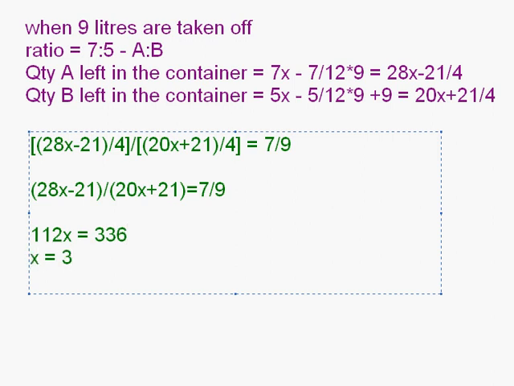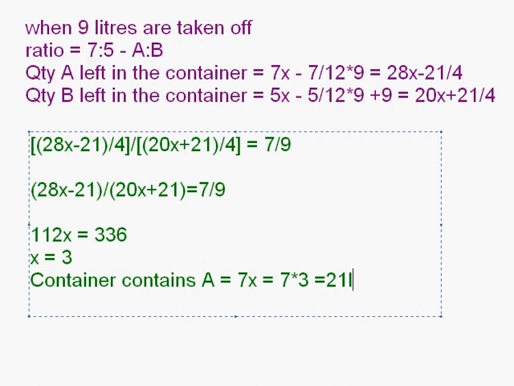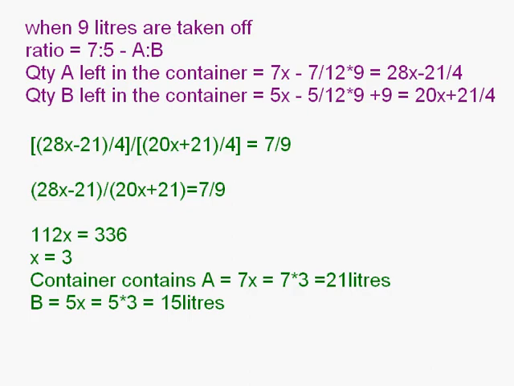Alright, so the container contains A equal to 7x, right? So it will be 7 times 3, that is equal to 21 liters, and B contains 5x, that is equal to 5 times 3, that is 15 liters. Alright, so that's the whole solution.